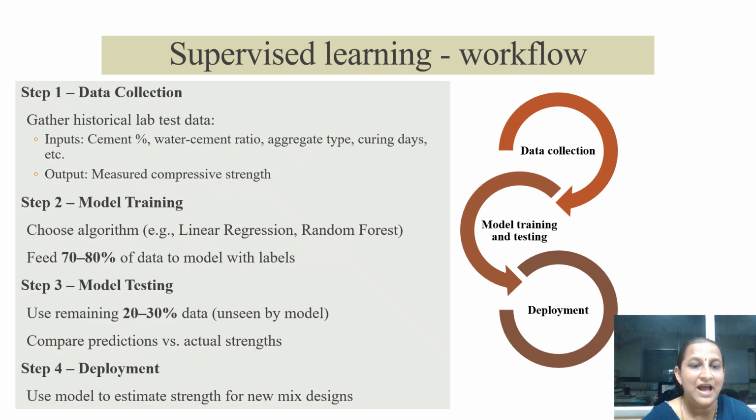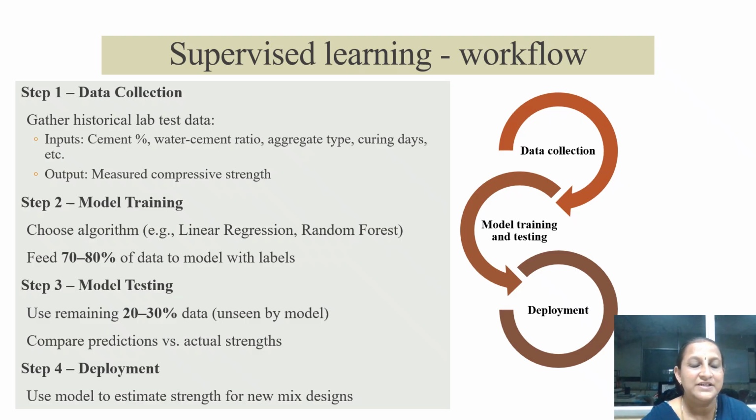Based on the lab tested data which has been collected before, the input will be given and the model will be trained. For training the model, we need to choose an algorithm. We can go for linear regression or random forest or any other type of supervised learning algorithm. Depending on the algorithm chosen, the output will vary. Usually, of the data collected, around 70 to 80% will be given as input with the known output to the model with labels, and this is required for the learning process.